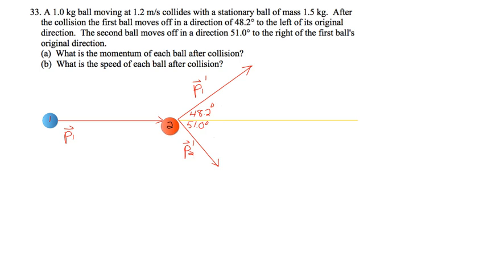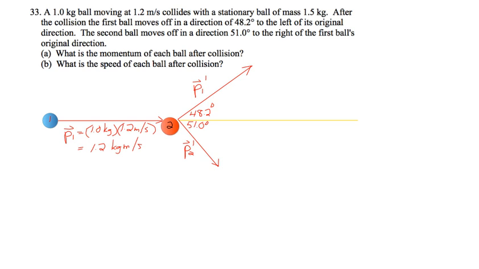So this is going to be M1, V1. M1 is 1 kilogram, and V1 is 1.2 meters per second. Hopefully most of you can do that in your head. That's going to be 1.2 kilogram meters per second. So right there, you're at 6 points: 4 points for the picture, 2 points for calculating the momentum of the first ball before collision.